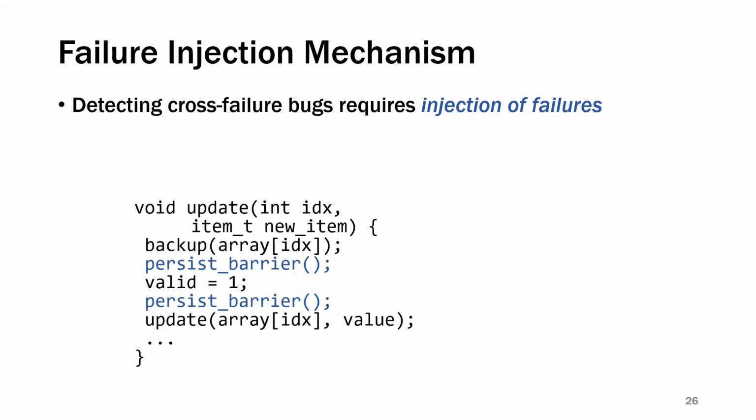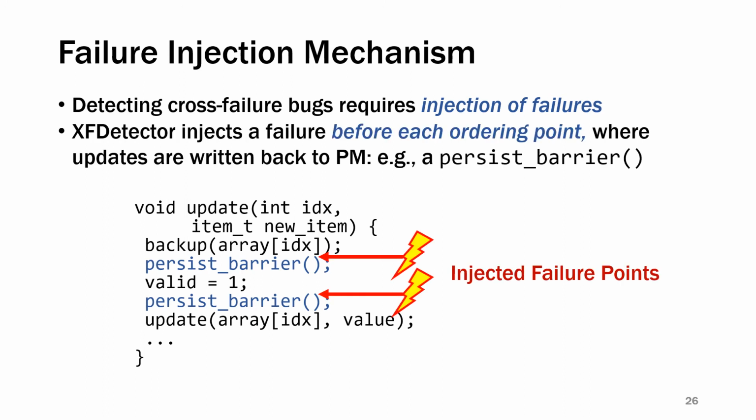In this code example, XFDetector injects failure before each of the ordering points, such as a persist barrier where data gets explicitly written back to persistent memory. As the updates before the persist barrier can potentially be inconsistent, XFDetector injects a failure point in each of these places and performs testing before data becomes persistent.